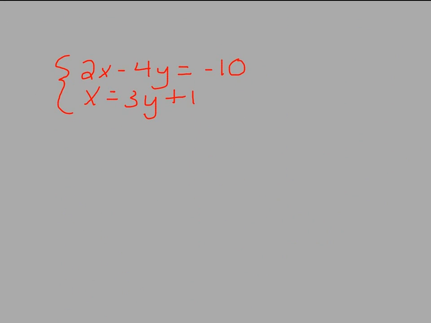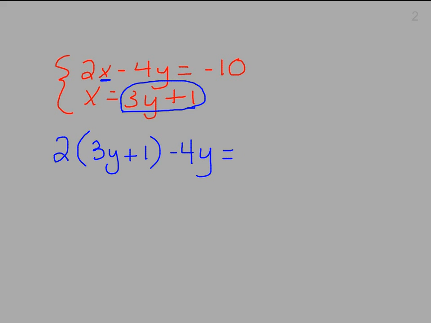So again, the first thing we do is we look to see if either equation has y equals or x equals. And in this example, the second equation tells us that x equals 3y plus 1. So I'm going to take this 3y plus 1 and put it where the x is in the top equation this time. So I'm going to write this 2 parentheses. I'm going to put 3y plus 1 where that x is. Then continue that top equation. Minus 4y equals negative 10.